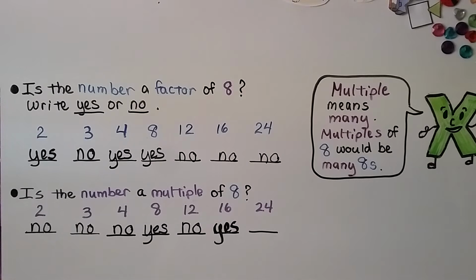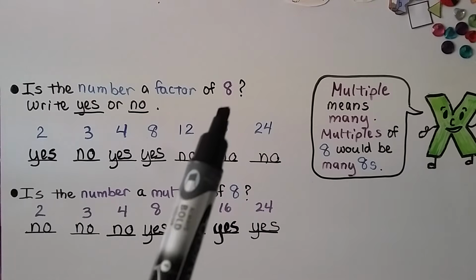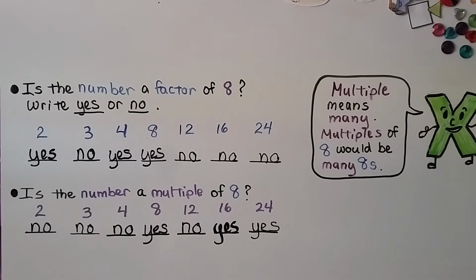Yes, 8 times 3 is equal to 24. So just remember that multiple means many. That means a multiple of 8 would be many 8s. So it would be 8, 16, 24, 32, and so on. And a factor is a number that is multiplied to a counting number to get a product of that number.